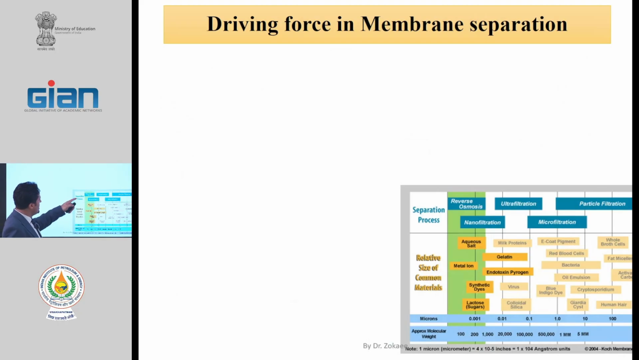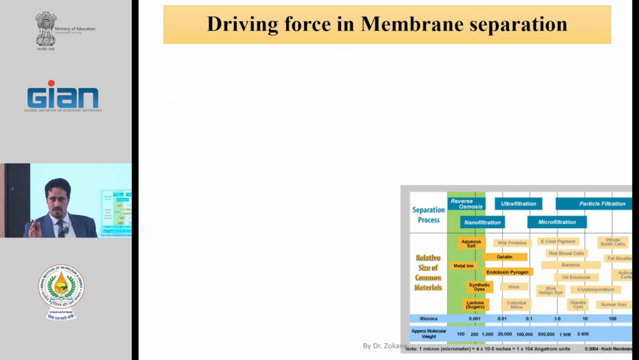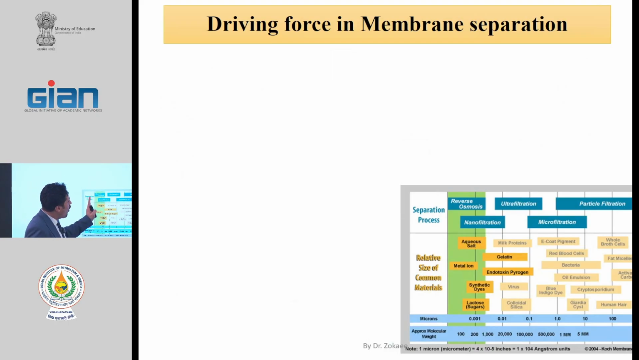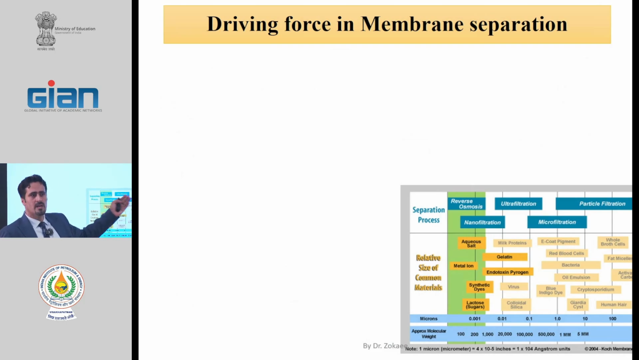In nanofiltration, we can separate synthetic dyes with a molecular weight of 1,000 grams per mole. Heavy metals can be separated, calcium 2 plus from sodium 1 plus, sulfate 2 minus from chloride 1 minus. But RO separates all of the solids. When we use RO, we can separate all of these ions and molecules.